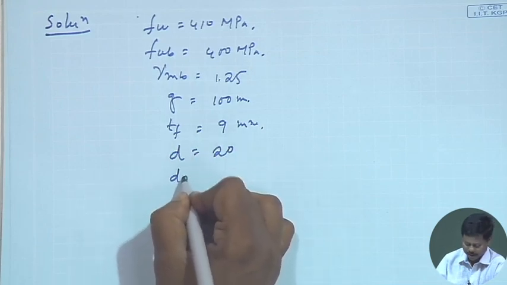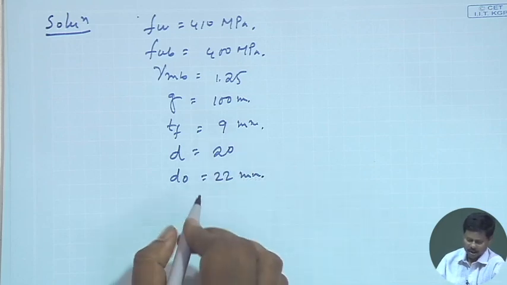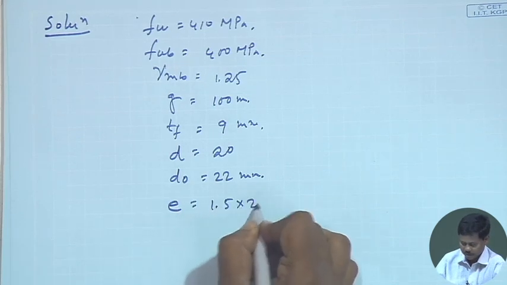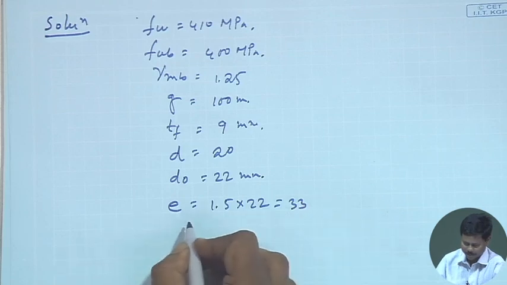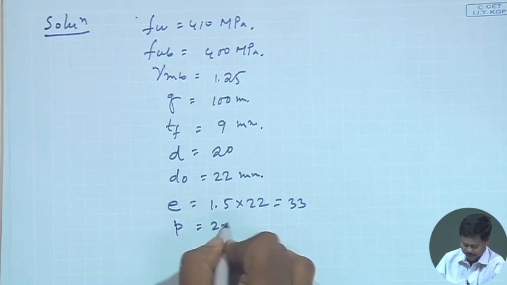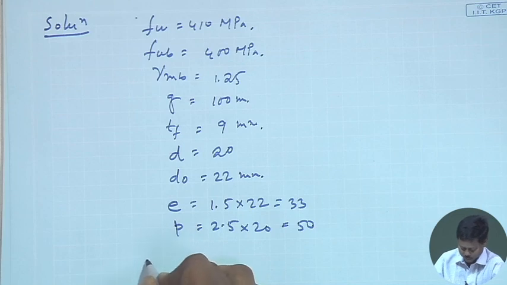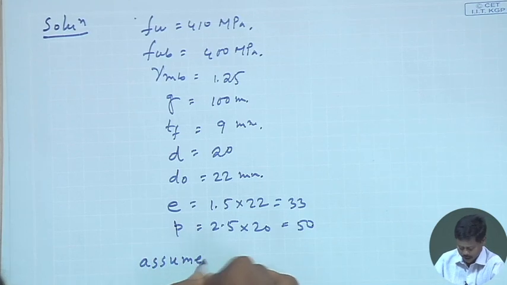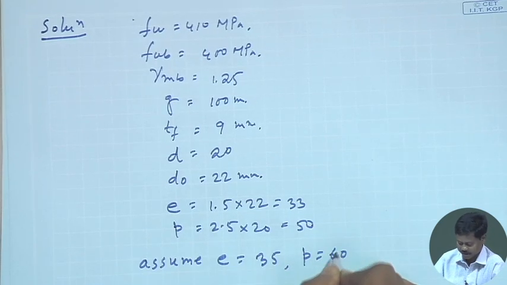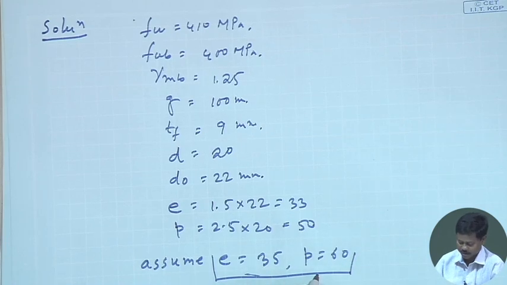So, the diameter of the hole will be 22 mm as per Table 19, and the minimum edge distance will be 1.5 times D0, so it is coming 33, and the minimum pitch distance will be 2.5 into 20, so it is 50 mm. So, let us assume an edge distance of 35 mm and a pitch distance of 60 mm.